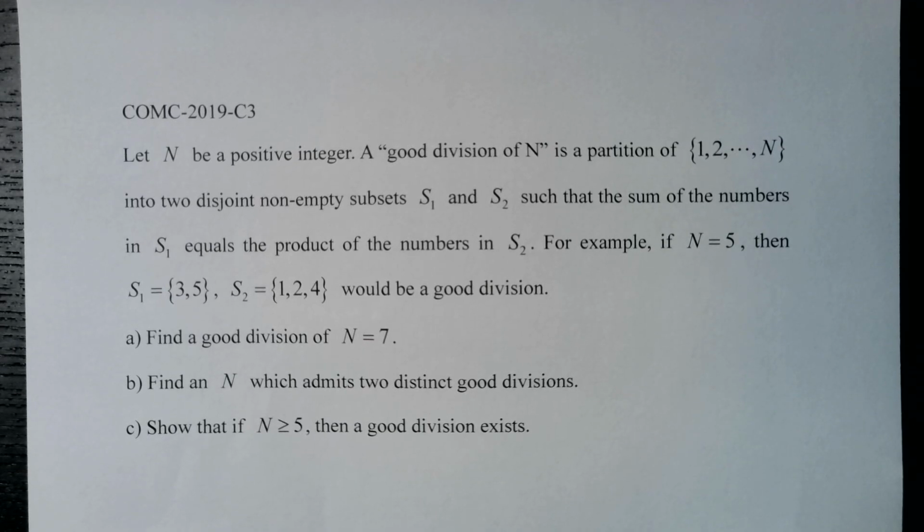So, for example, let's say n is equal to 5. Then S1 is equal to {3, 5}, and S2 is going to be equal to {1, 2, 4}. And this would be a good division. So, for the first part A, find a good division for n equals 7.